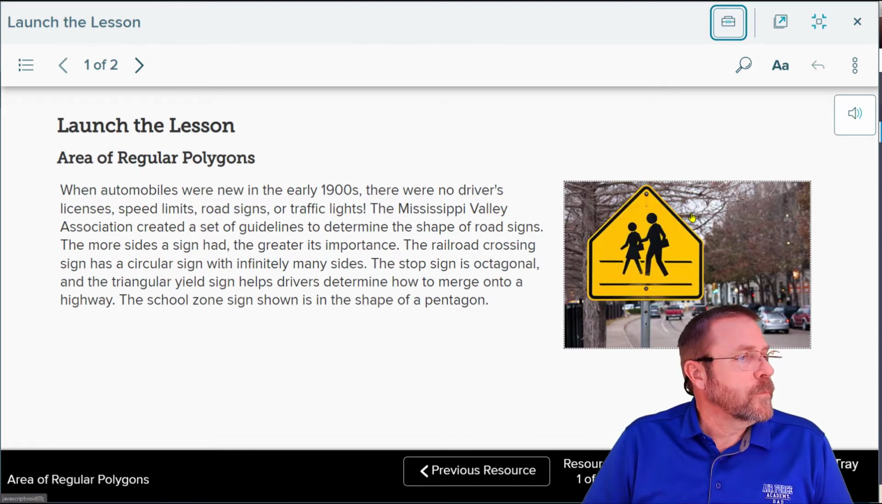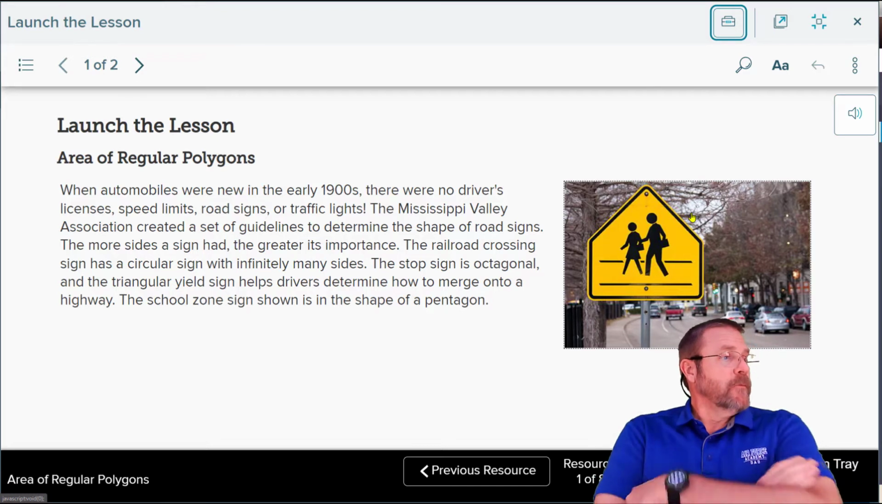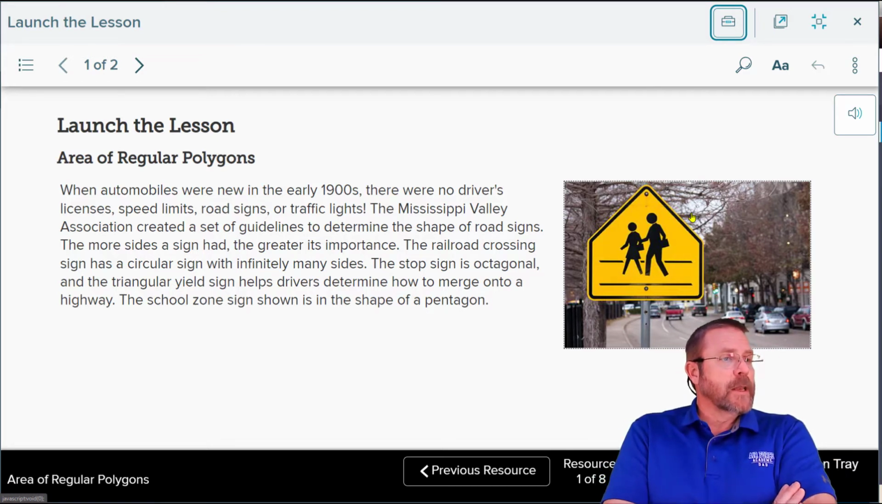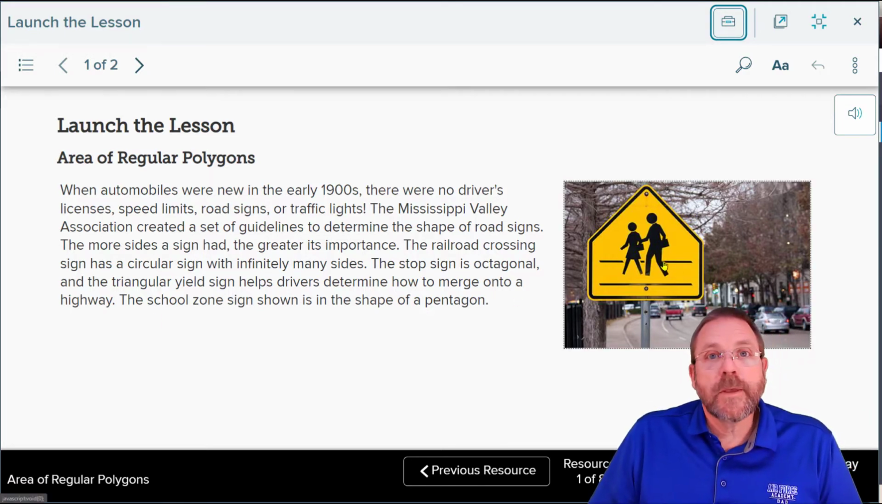When automobiles were new in the early 1900s, there were no driver's licenses, speed limits, road signs, or traffic lights. The Mississippi Valley Association created a set of guidelines to determine the shape of road signs. The more sides a sign had, the greater its importance. The railroad crossing sign was a circular sign with infinitely many sides. The stop sign was octagonal, and the triangular yield sign helps drivers to determine how to merge onto a highway. A school zone sign shows its shape as being a pentagon.